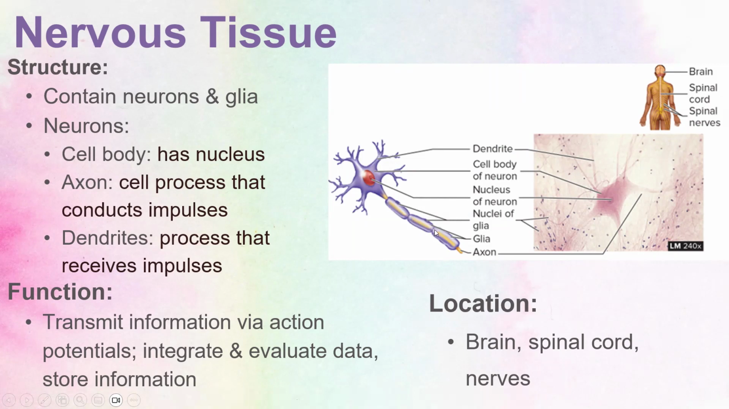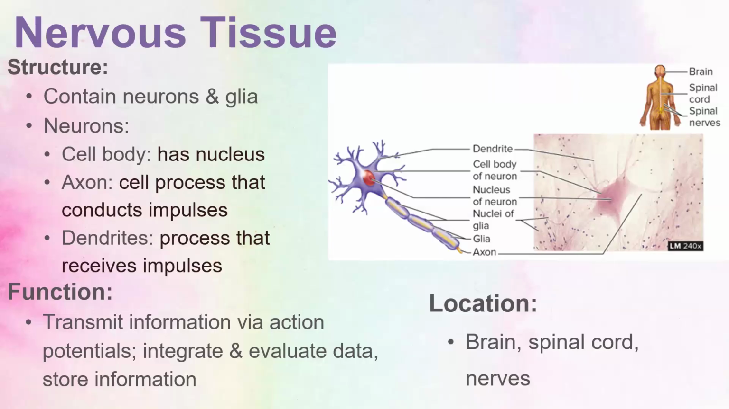And then this is our axon. And so the axon is going to be what sends action potentials away from the neuron. That's going to the next neuron or structure. And so that's the word for nerve impulse is action potential. That's that electrical signal traveling down the axon.